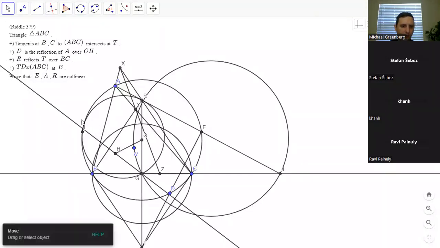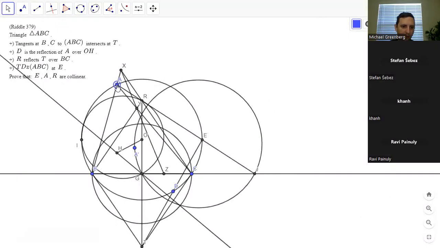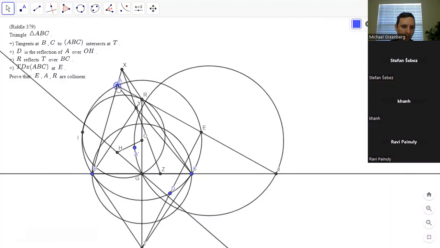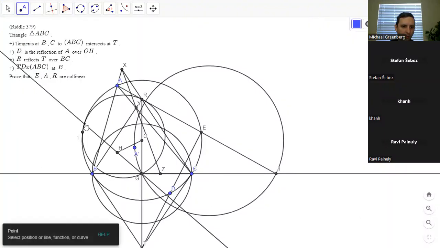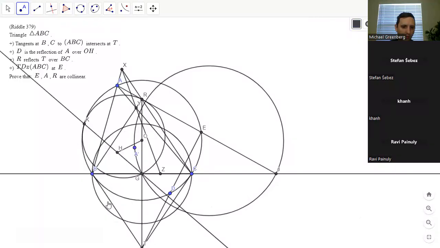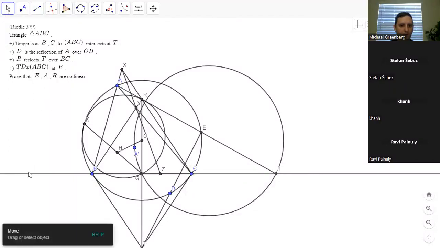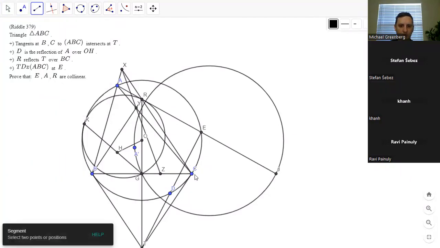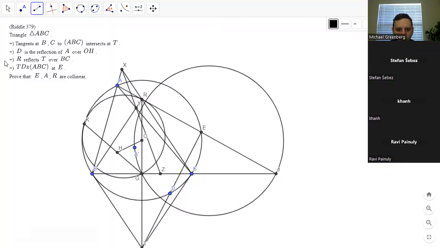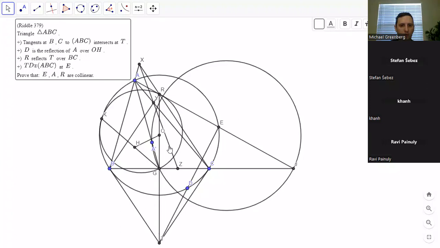Oh wait, now it doesn't look like GH passes through that point. Hold on a second. I'm going to hide this circle. So A inverts to A prime and Z inverts to J. Okay. Can you connect AZ? AZ. Okay.